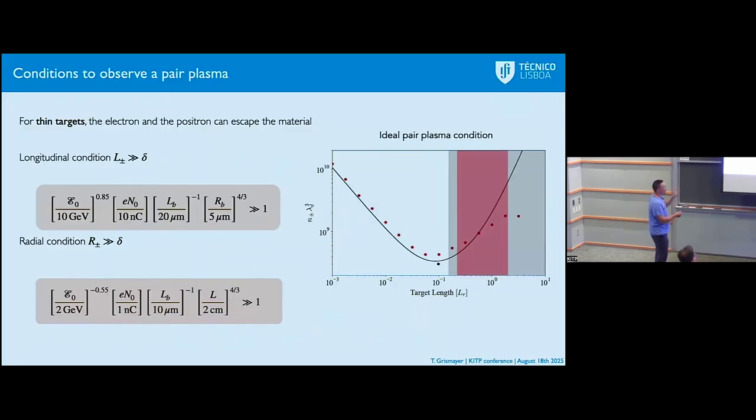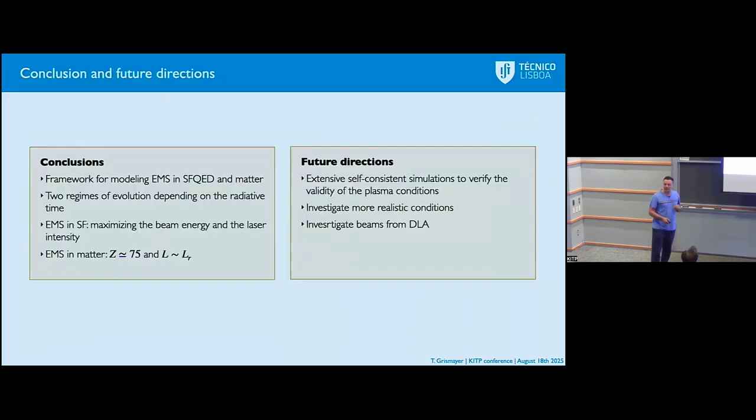parameter, is on the order of 10 to the 9 or 10 to the 10. So you really have quite an ideal plasma. So to conclude, we have this new framework for modeling strong field showers in matter and in strong field QED. There are two regimes of evolution that depend on the radiative time: short time solutions and long time solutions. If you have a strong field, I would say maximize the beam energy and the laser intensity. If you're in matter, work around Z equals 75 and don't go above L over radiation time.